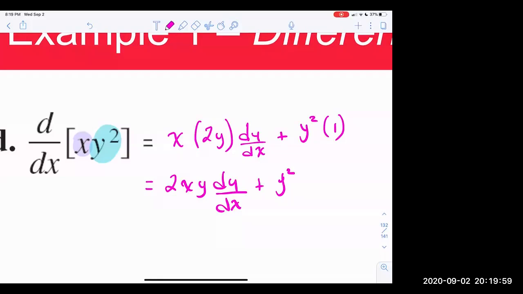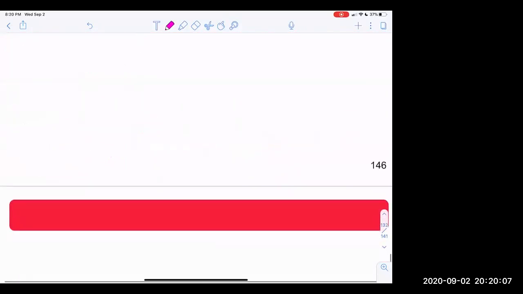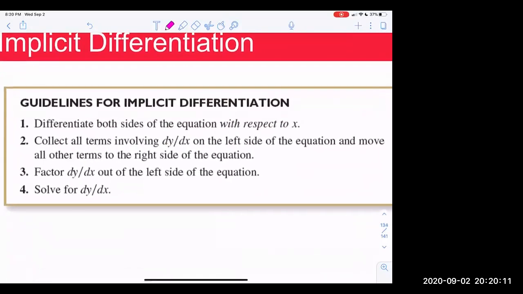Now, we're not done with the problems yet. So, let's look at the guidelines for implicit differentiation. First, we are going to differentiate both sides of the equation with respect to x. We are going to collect all terms with a dy dx on the left side and move everything else to the right. We will factor dy dx out of the left side and solve for it. Very rarely in calculus do you get a list of steps this explicitly. So we explicitly tell you what to do for implicit differentiation. Ah, the irony.